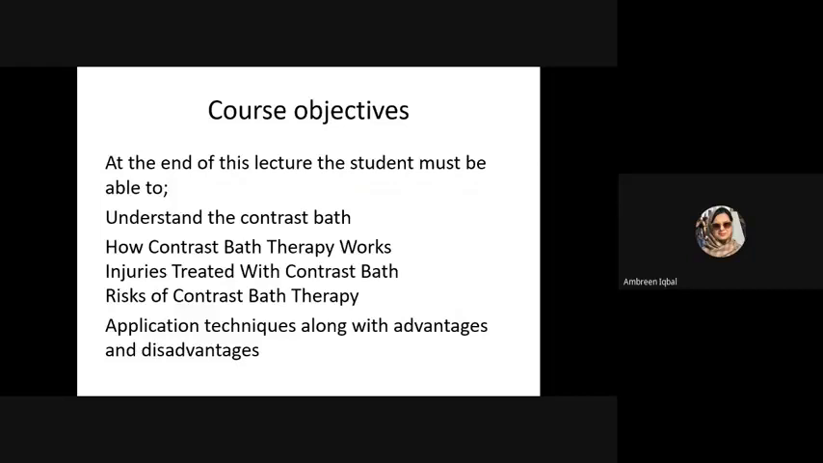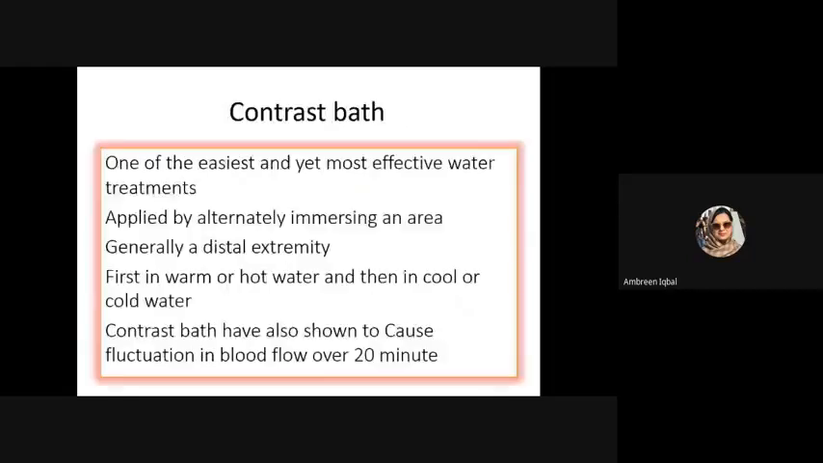As I said earlier, it is one of the easiest and yet most effective water treatments. Basically, it is applied by alternately immersing an area, especially the distal extremities like the wrist, ankle, and similarly the fingers and digits. We can even use this contrast bath therapy for the elbows and even for the knees if we have a large tub. This whole process is done for 20 to 25 minutes. What actually happens in this process is there is fluctuation in the blood flow.